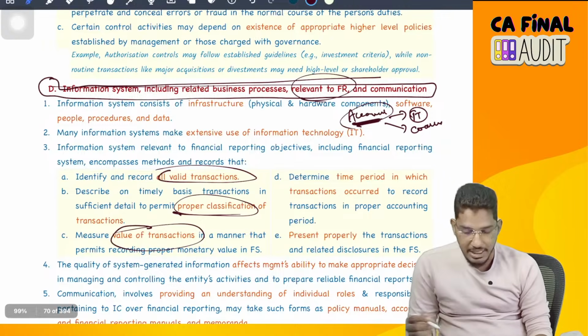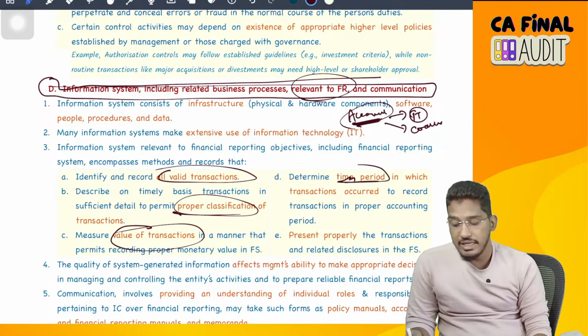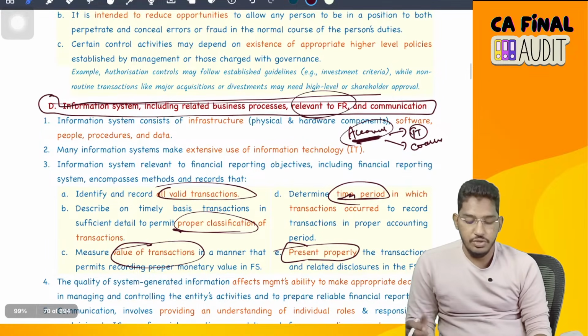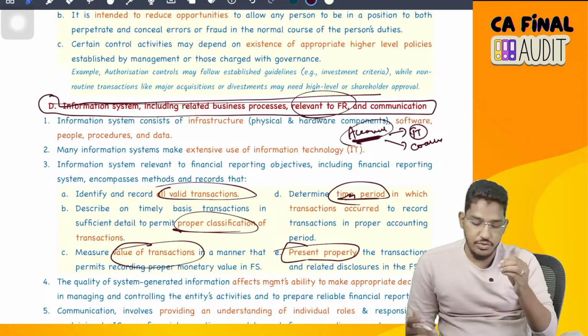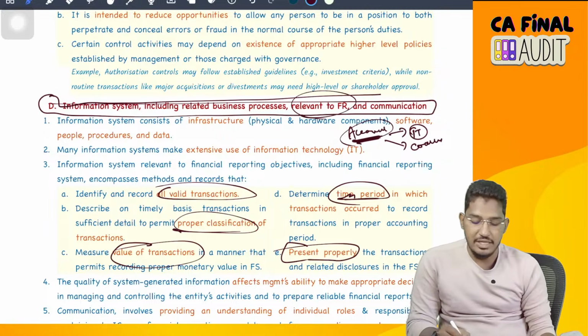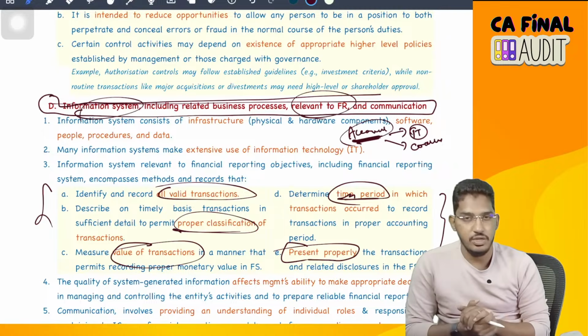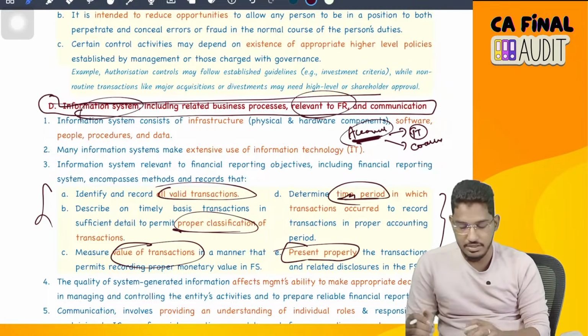They can do the proper valuation of the transactions. They record the transactions in the correct time period in which they have occurred, and they can even present the transactions properly. So you should advise your client, if they want to implement internal control, they should start investing in such an accounting system which can do all these activities.